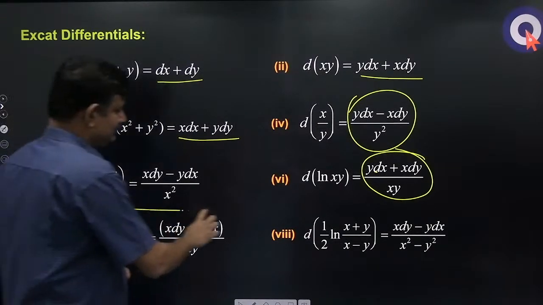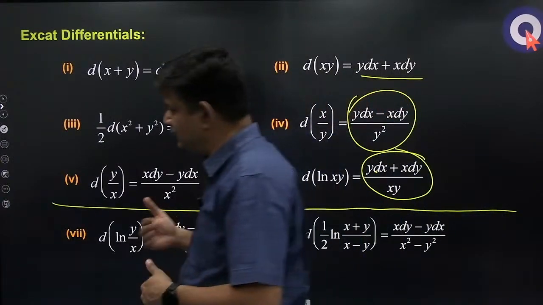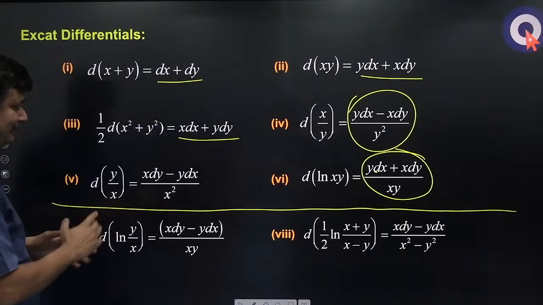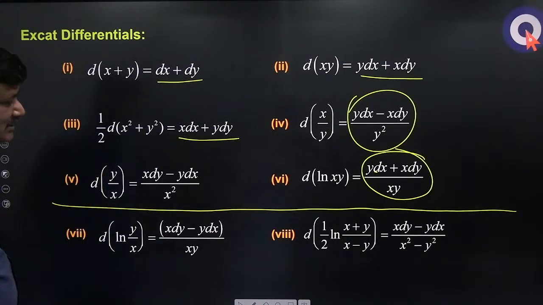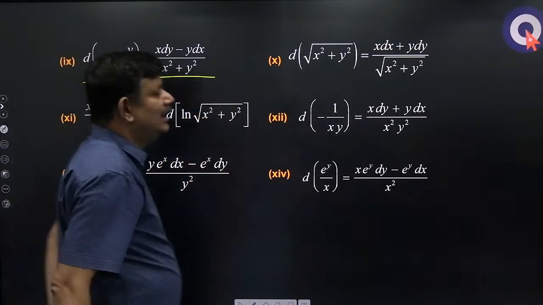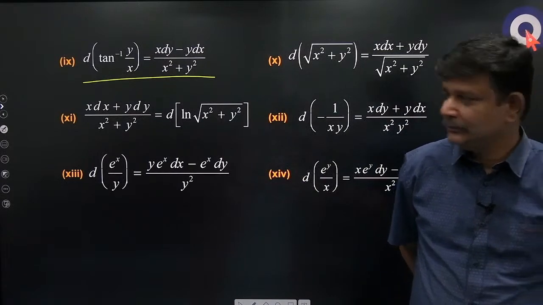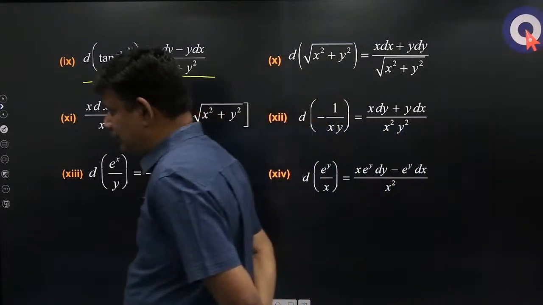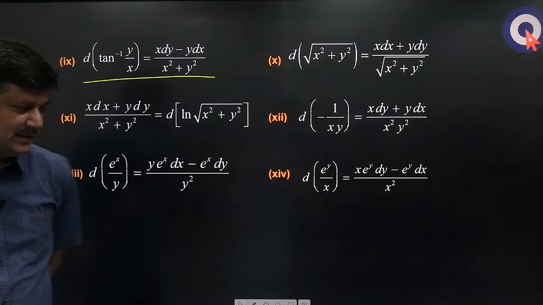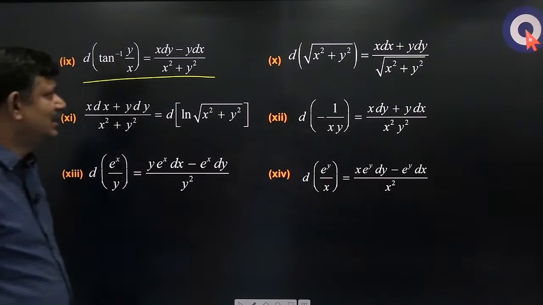These are sufficient, if you ask me. The rest are all for your practice. I will share this PDF with you. You can practice them, but majorly this will suffice. One more thing which is very important is this one: x dy minus y dx divided by x square plus y square. Whenever you see this, identify it as the derivative of tan inverse y by x.